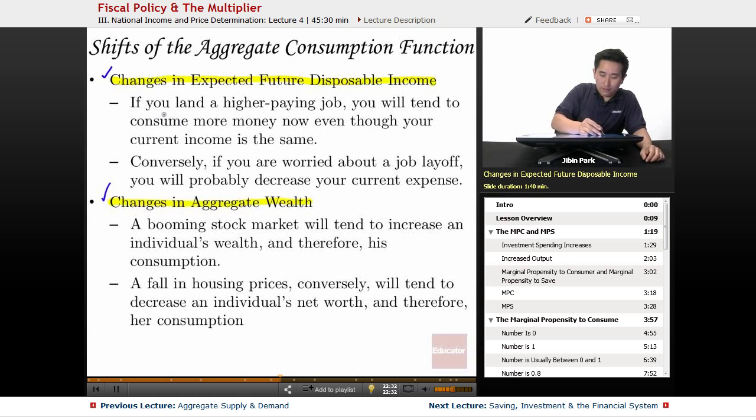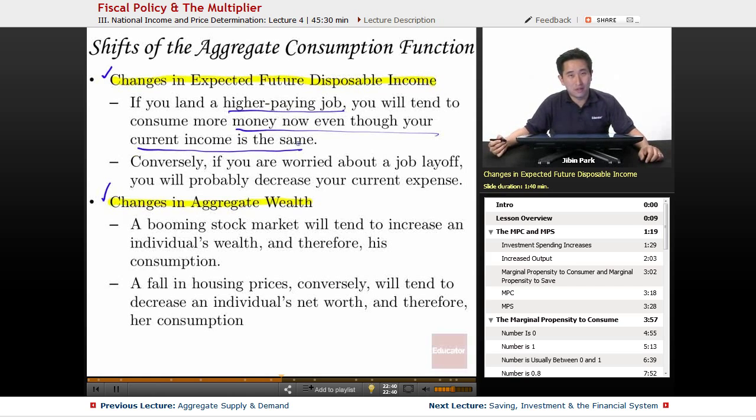Okay, so if you land a higher paying job, you will tend to consume more money now, even though your current income stays the same. So you landed the high paying job, but the promotion doesn't take effect until maybe 5-6 months from now. You still might buy that refrigerator that you're holding off on, because psychologically now you might be better off.